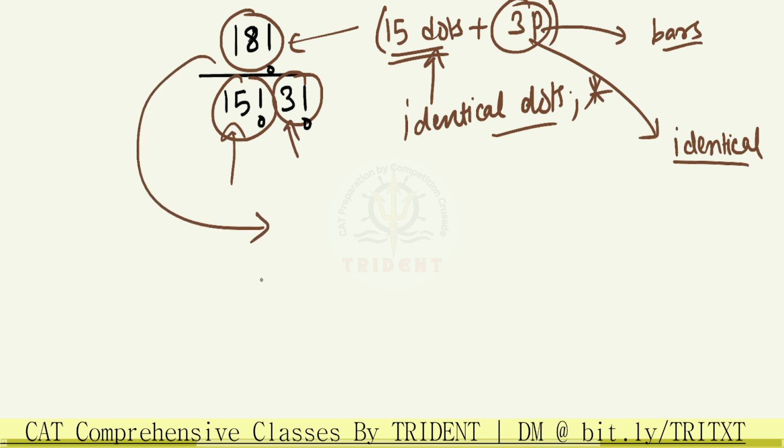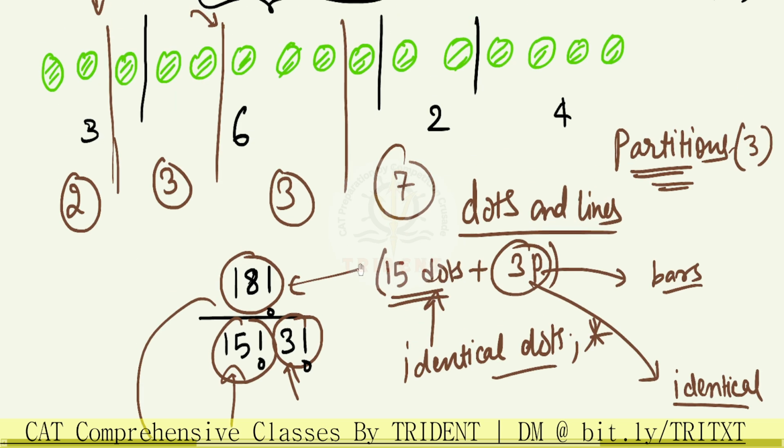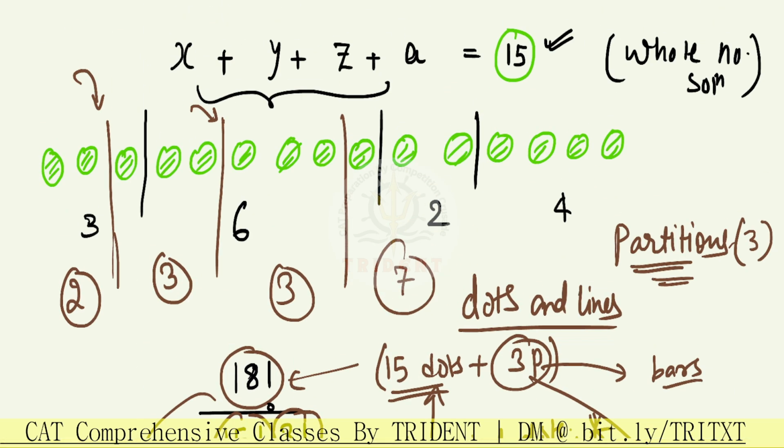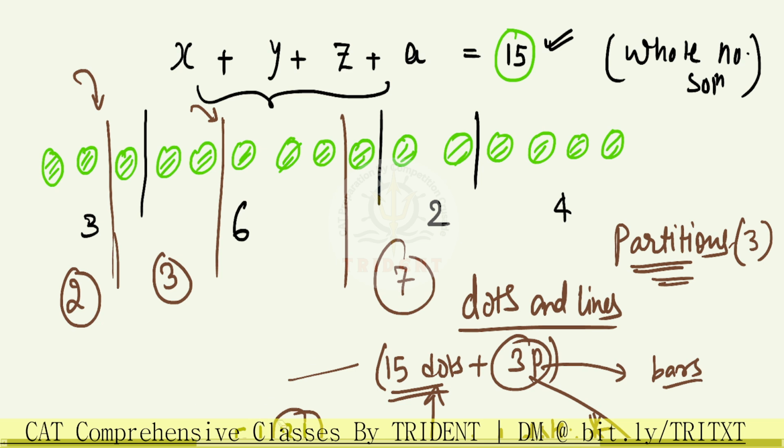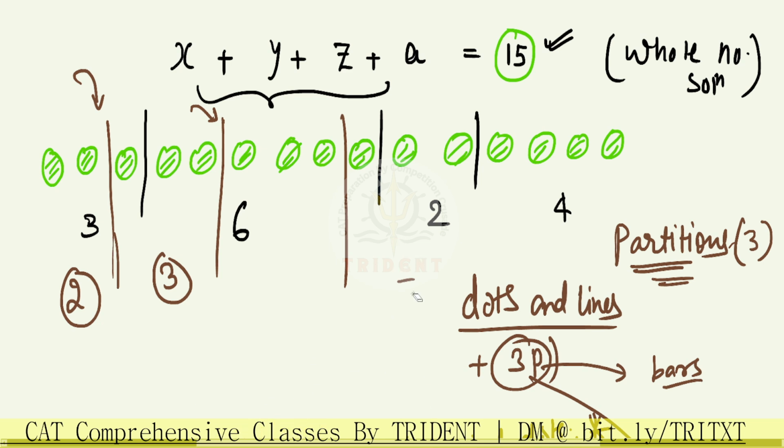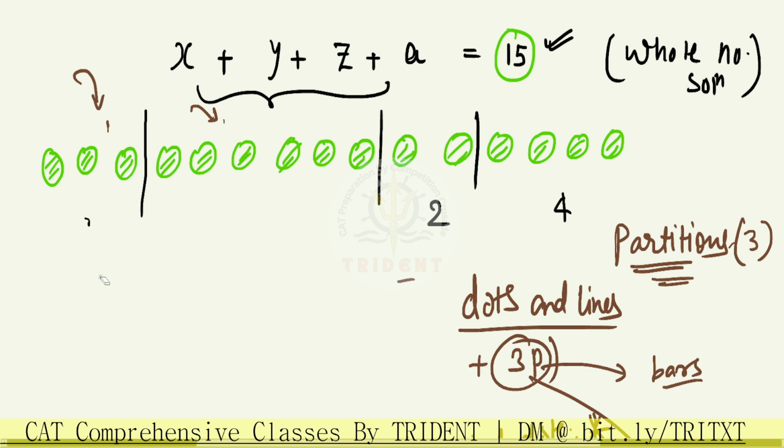If you pay attention, this 18 factorial by 15 factorial into 3 factorial is nothing but, let me go back to the screen so that you will be able to visualize that better. Let me create some space so that I can make you visualize this a little better. Just now I have mentioned the number of possible arrangements is going to be 18 factorial divided by 15 factorial into 3 factorial.